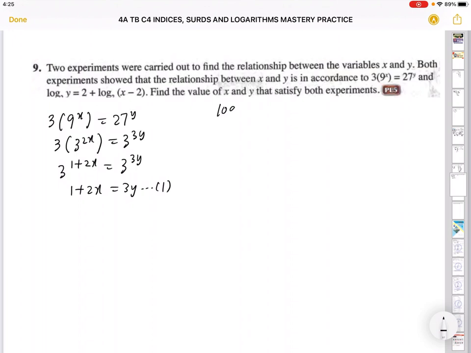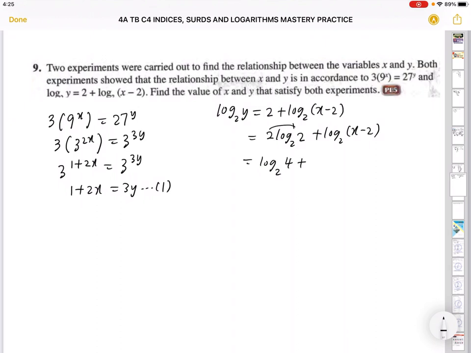Log base 2 y is now 2 plus log base 2 x minus 2. Now this 2 here doesn't have any log, so we can put log 2 because log 2 is actually 1. So when you bring this up, it is 2 power 2. 2 power 2 is going to give us 4.